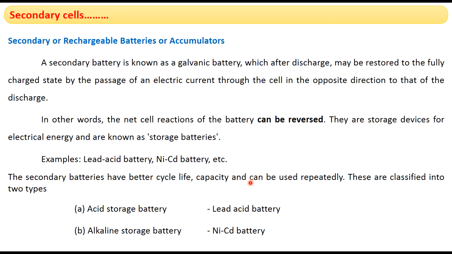Secondary batteries are classified into two types: acid storage batteries and alkaline storage batteries. This classification is based on the nature of the electrolyte. If the electrolyte is acidic, that belongs to acid storage battery. If the electrolyte is basic, that belongs to alkaline storage battery. Lead acid battery is an example of acid storage battery, and nickel cadmium battery is an example of alkaline storage battery.